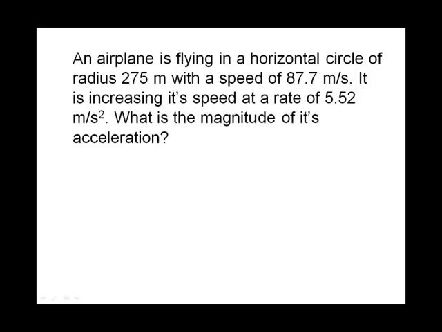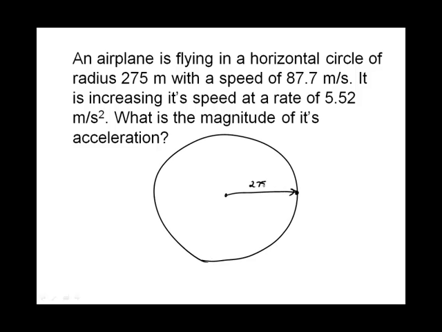So just as an example, assume I have an airplane flying in a circle, and the circle has a radius of curvature of 275 meters. So here's the airplane flying in the circle. Radius of curvature, 275 meters. I have a speed of 87.7 meters per second. So r is equal to 275 meters. This is what I'm given. Speed is equal to 87.7 meters per second. Notice no vector there. That's a speed, not a velocity. The speed is increasing at a rate of 5.52 meters per second squared. So A tangential equals 5.52 meters per second squared.